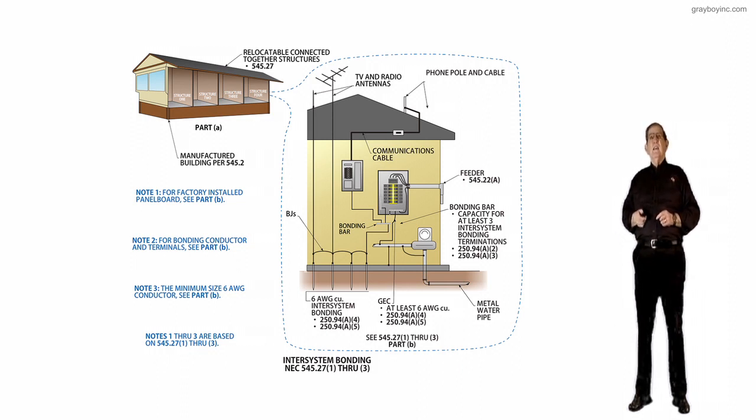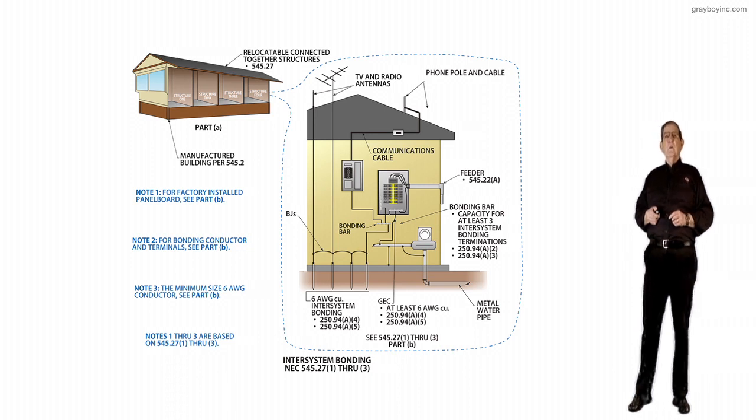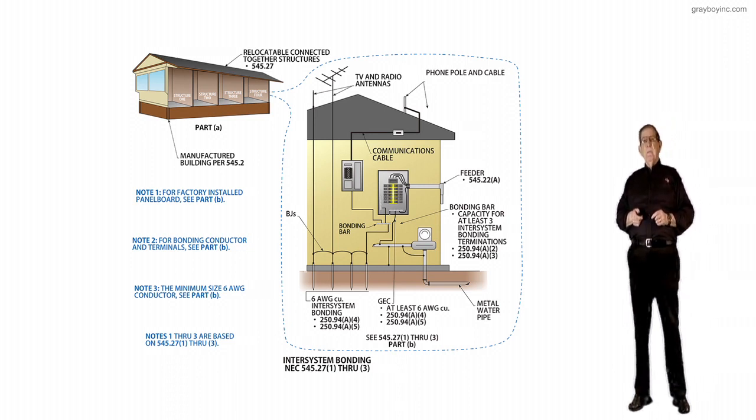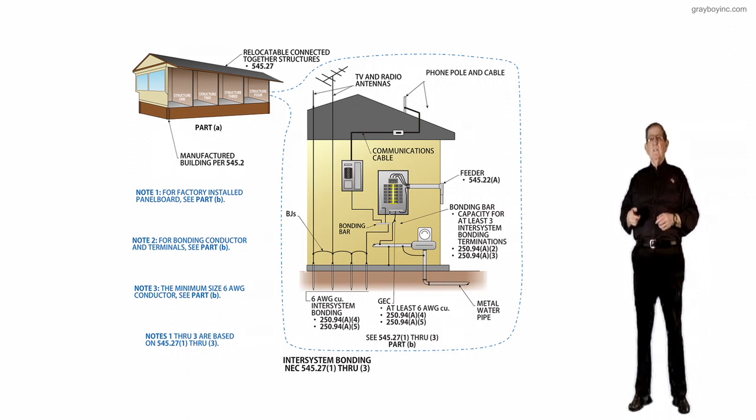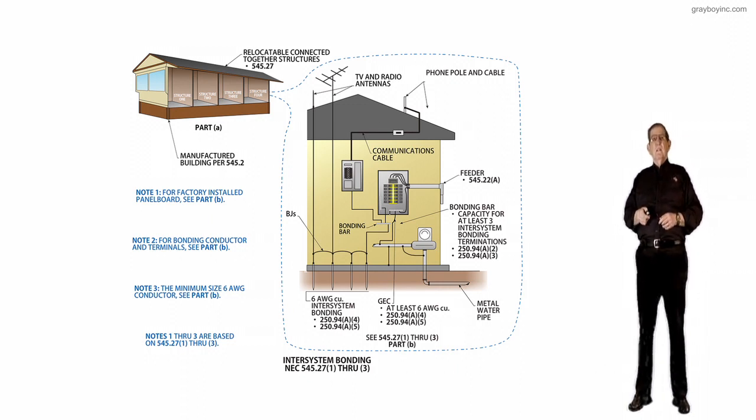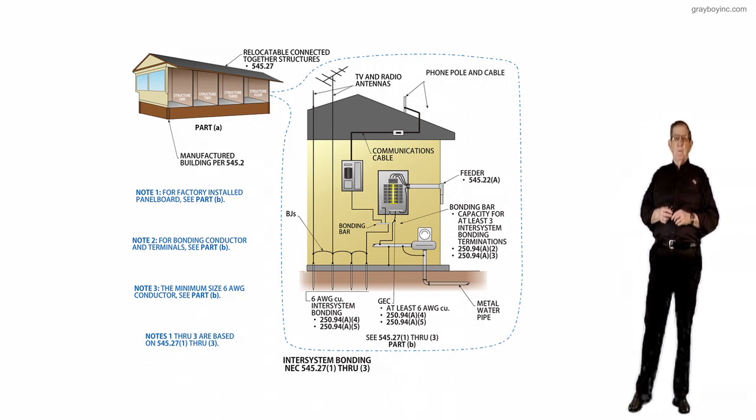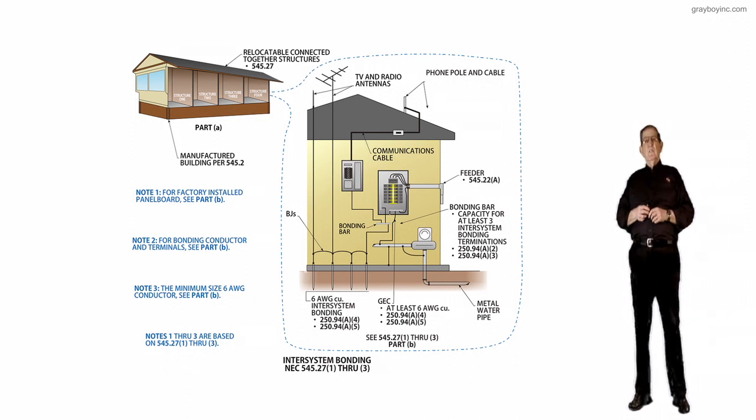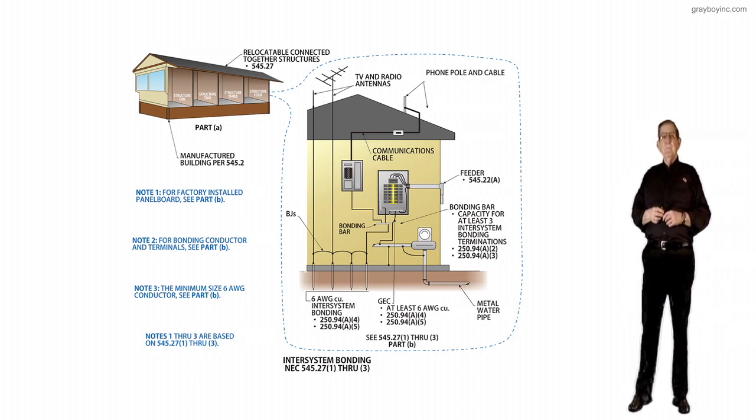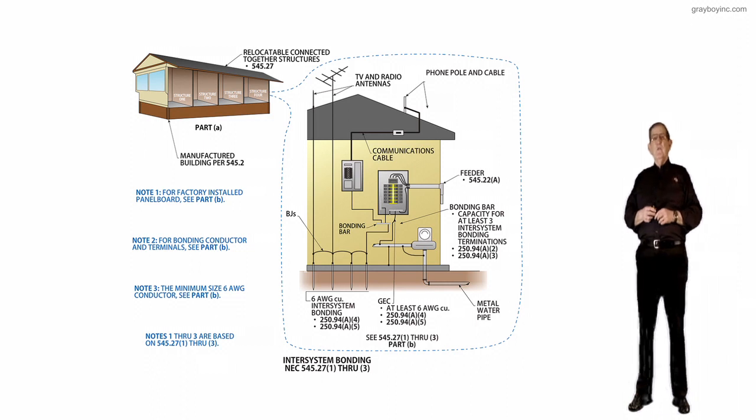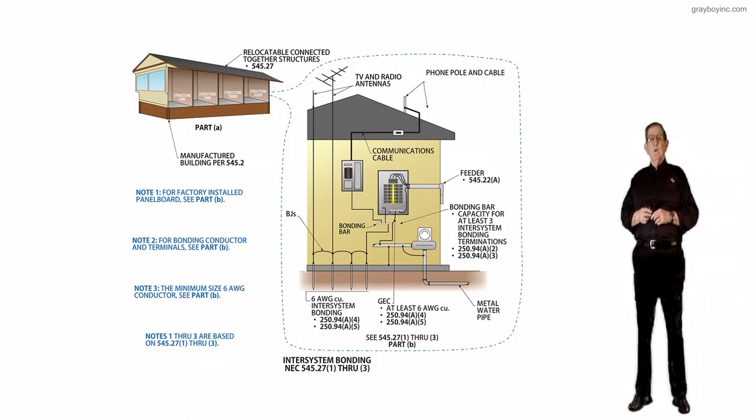Now, last of all, I'd like to review the notes. And notice for factory installed panel boards, we'd want to see Part B and take a look at that, and you can see that. For bonding conductors and terminals, see Part B. For the minimum size number 6 conductors, see Part B. And notes 1 through 3 are based on 547.27 items 1 through 3.